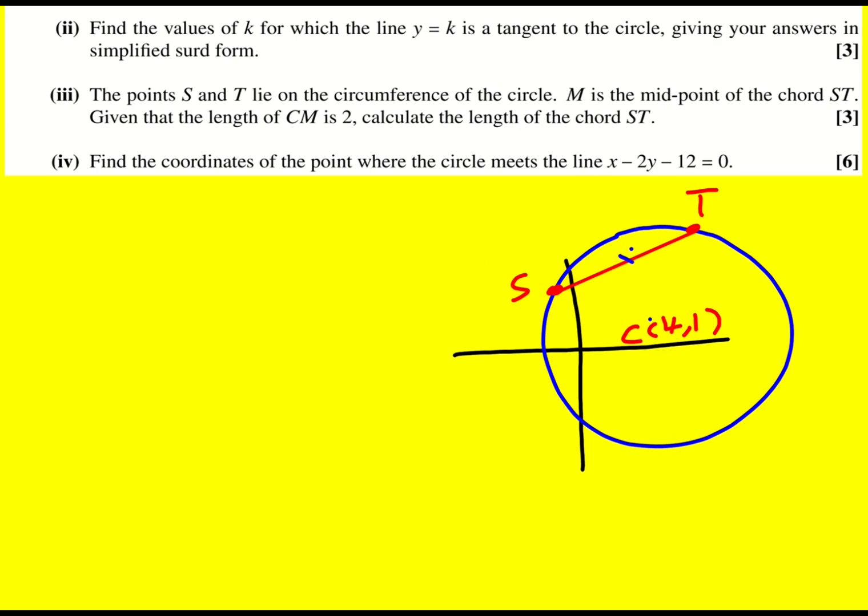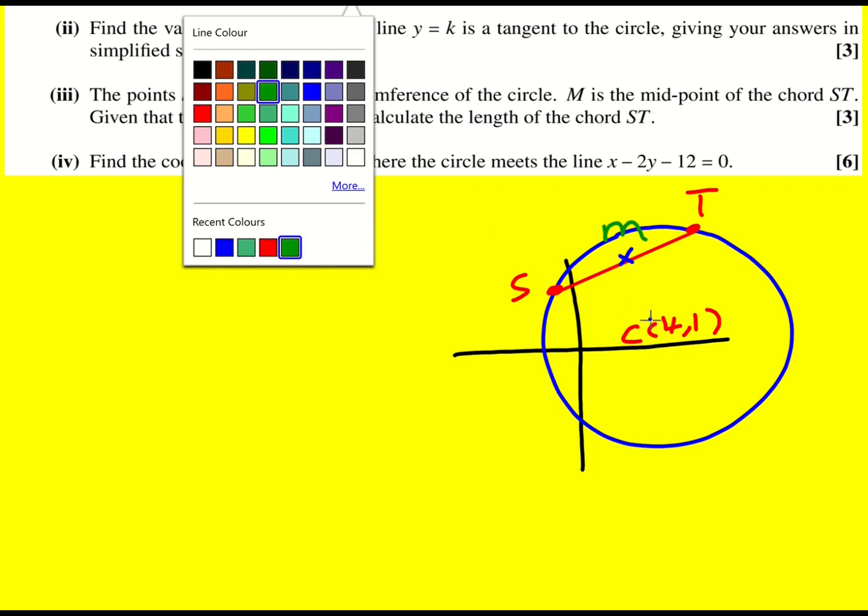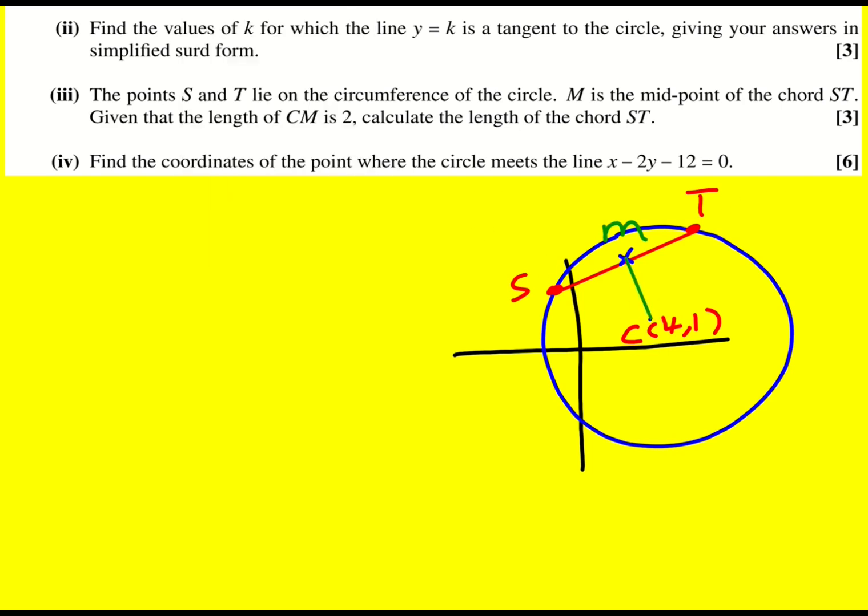M is the midpoint on this chord. And then we're told that this length here, let me do that with a straight line as well, is equal to 2. And we're asked to work out the length of ST. Well, let me also get the radius in, because we know the radius, it's root 20.